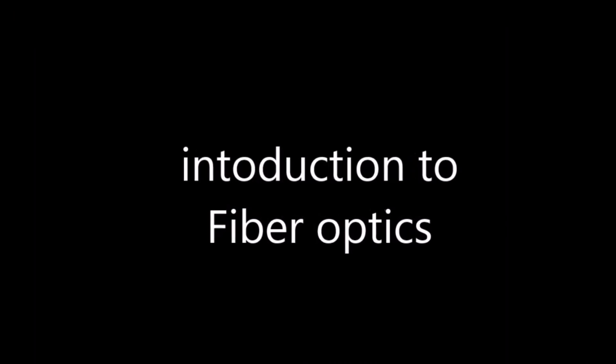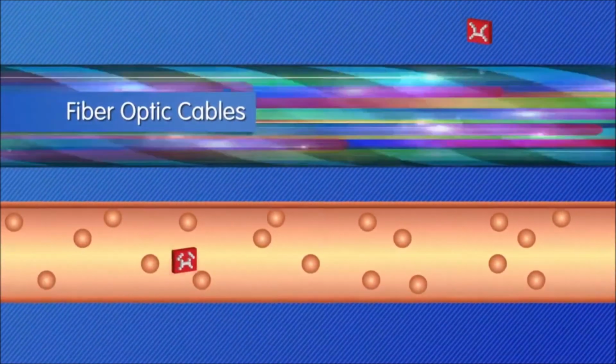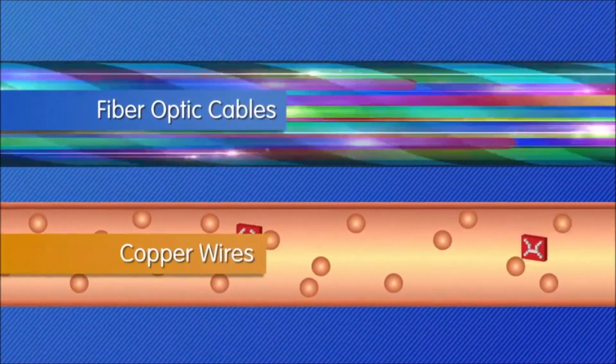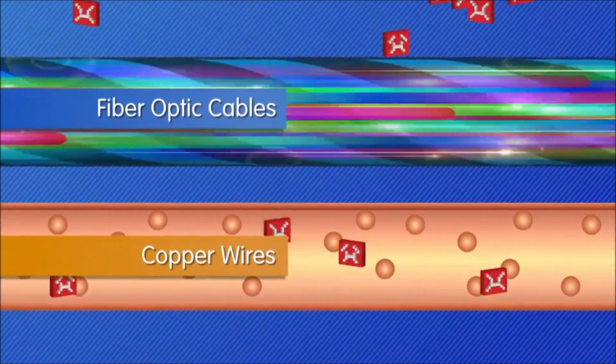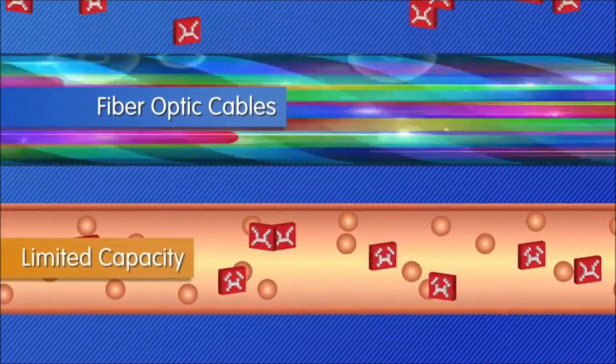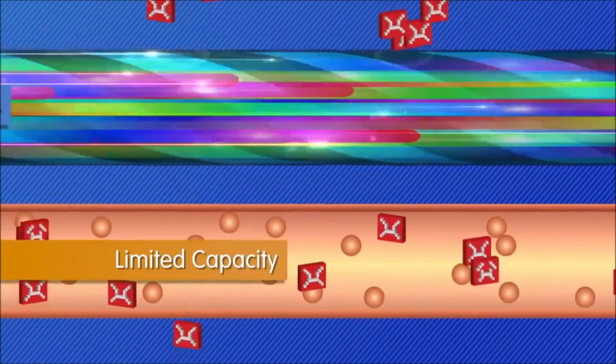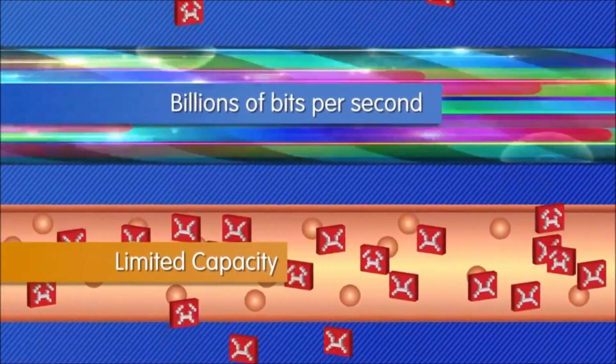Introduction to Fiber Optics. Fiber uses light-based optical technology. Light travels along a fiber optic cable in the form of photons. Since fiber relies on beams of light, it's less susceptible to noise and interference than other data transfer mediums such as copper wires or telephone lines. Unlike wires and lines that have limited capacity, fiber optics are capable of transmitting billions of digital bits per second.